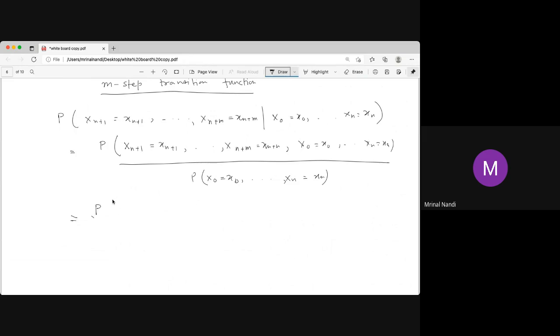The probability of X_{n+1}... sorry, not n plus 1, the n plus m: X_{n+m} equals x_{n+m} given the previous ones, X_{n+m-1} equals x_{n+m-1}, dot dot dot, X_0 equals x_0. This is the multiplication rule.